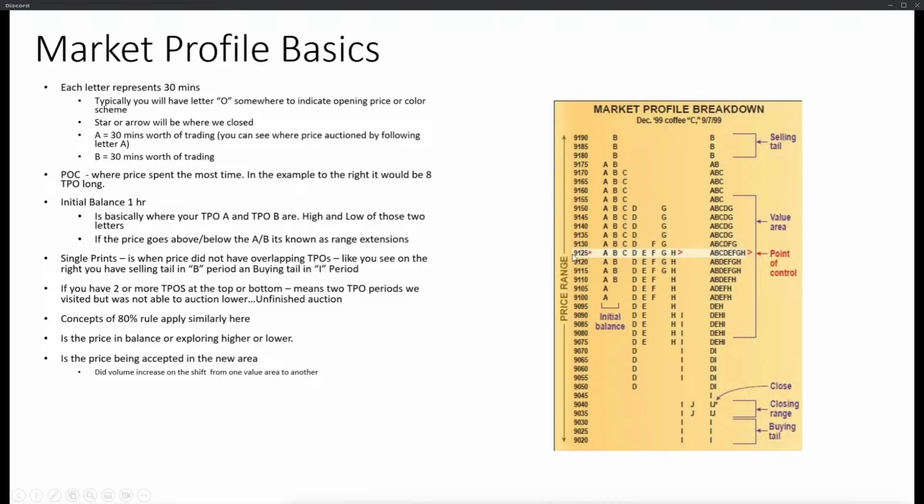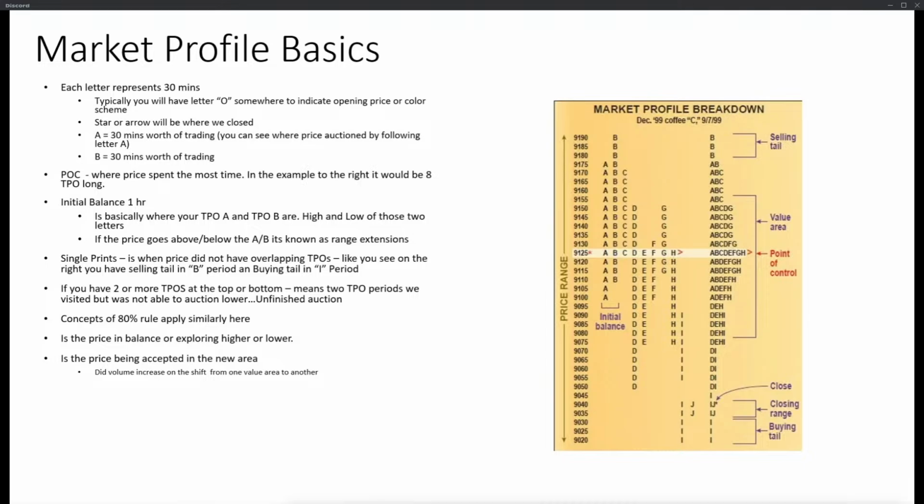Okay. Initial balance. How long is the IB that we play? 30 minutes? Let me ask you, is it an hour? An hour. So if you're to look at market profile, what letters would give you an hour? A, B, C, D. A and B. If one unit is 30 minutes and you have 2 units, that means A and B. A and B is your initial balance.